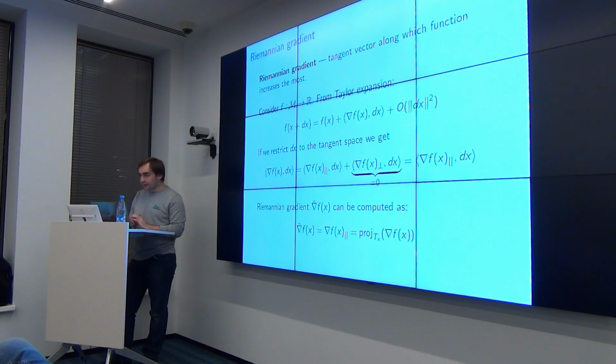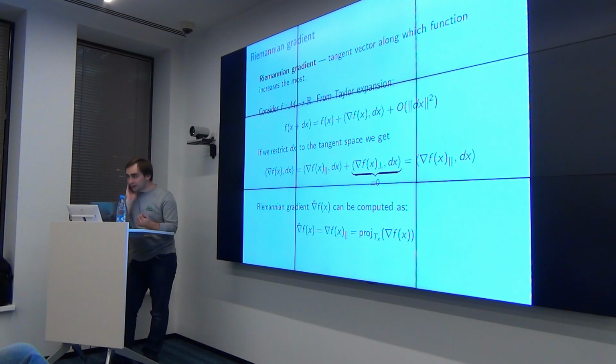It's quite interesting to define what is gradient on the manifold. It's called the Riemannian gradient. And Riemannian gradient, what is the usual gradient? It's some direction along which the function grows the fastest. The Riemannian gradient is the tangent vector with the same property. So, but how to compute it?